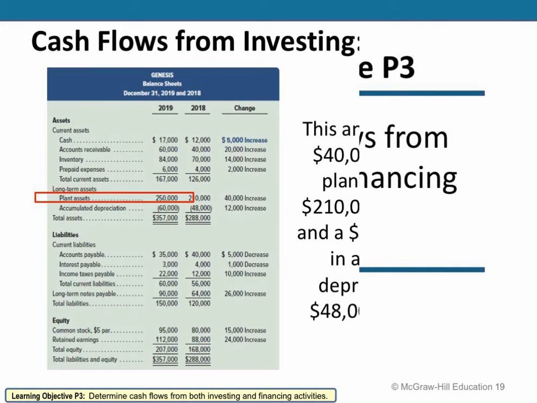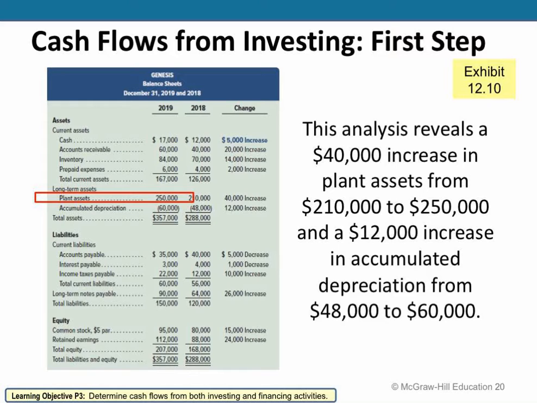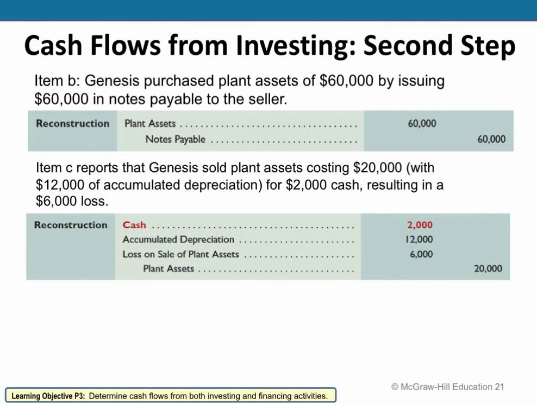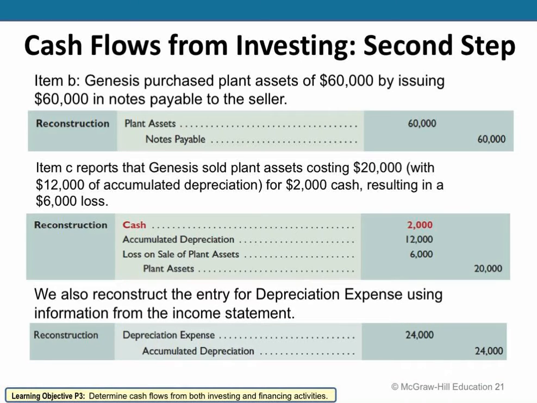We're also going to look at both the investing and financing activities. Here we see an increase in plant assets, 40,000, and then we note from item B, that 60,000 increase in plant assets from a notes payable. We also had a sale of plant assets here, 20,000, that already had accumulated depreciation of 12,000 on it, so an $8,000 carrying value, or net value rather. We sold it for $2,000, representing a $6,000 loss, and then there was depreciation expense as well for $24,000, which had accumulated depreciation as a credit for $24,000.